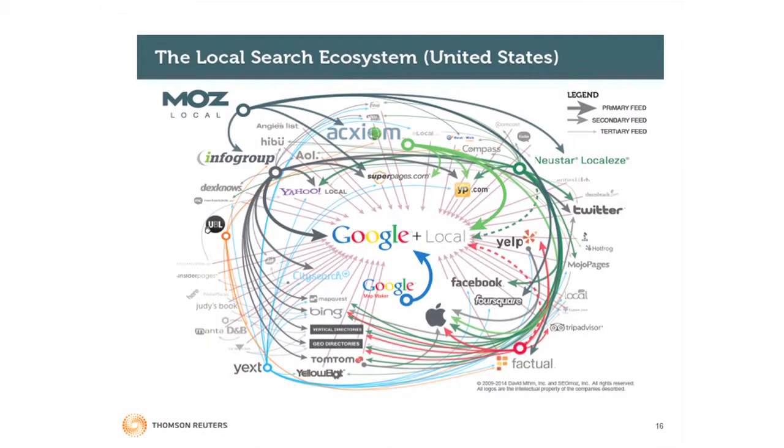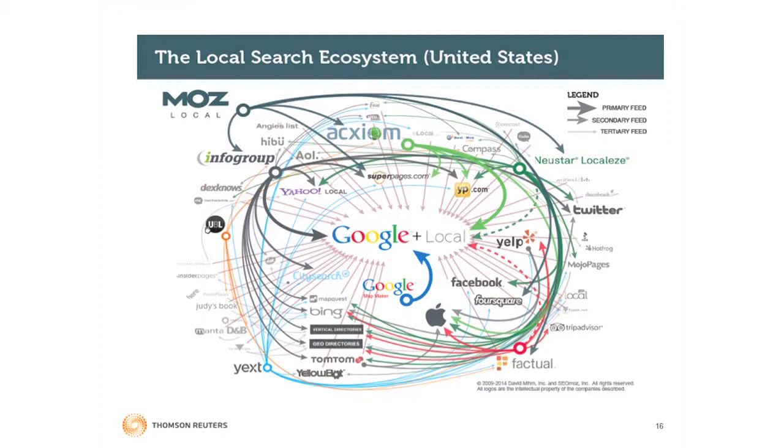So in order to get a visual of how data within the local ecosystem, as it's called, interacts with each other, I want to show you a diagram. And this is an infographic that was created by David Mihm, who's one of the world's top experts as it relates to local SEO. And I'm excited that I get to use this as a teaching tool. I asked him for permission to use it, and he was okay with that.